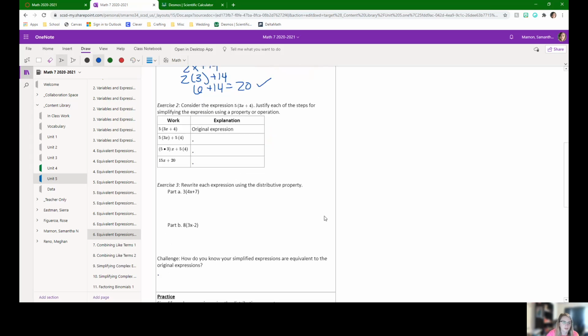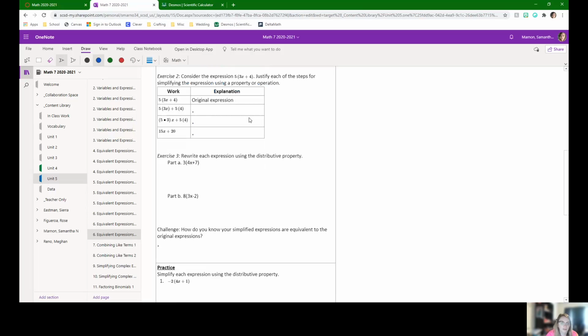Exercise 2. Consider the expression 5 times the quantity 3x plus 4. Justify each of the steps for simplifying the expression using a property or operation. So this is like what we did yesterday. So if we look here, here's the work, here's the explanations. So this is just the original expression. Then it looks like they took the 5 and they multiplied it by the 3x and they multiplied it by the 4. What property is that? Pause the video and fill out this box with the property.